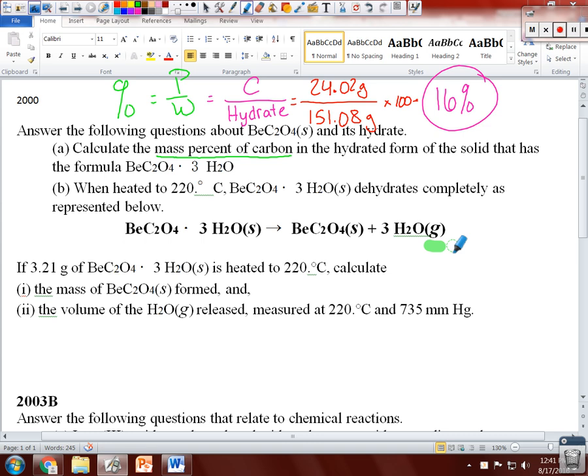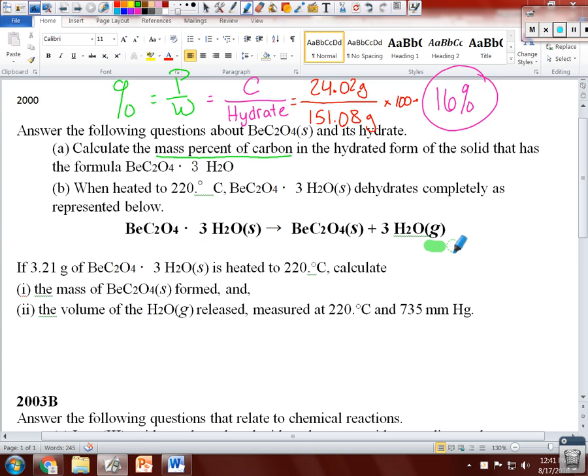So will it determine any mass of that? No, because it's gone. It's out of there. It's flown the coop. So if 3.21 grams of the hydrate is heated, calculate the mass of the beryllium oxalate form. So let me ask you something.